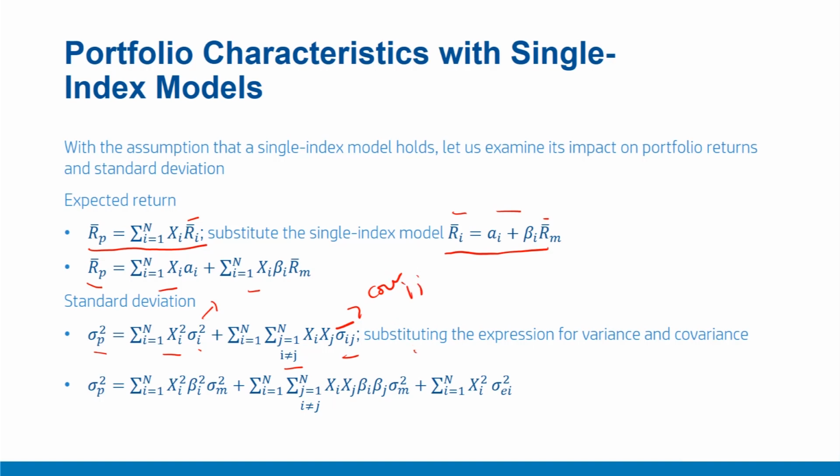Now, substituting the expression for variance and covariance in the presence of single index models, as we saw earlier, the resulting expression becomes sigma p square equal to summation i equal to 1 to n xi square beta i square sigma m square, plus summation i equal to 1 to n and j equal to 1 to n, where i not equal to j, xi xj beta i beta j sigma m square, plus summation i equal to 1 to n xi square sigma ei square.